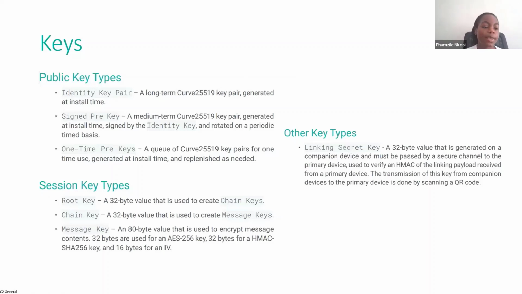We also have the signed pre-key that is signed by the identity key. We also have a batch of one-time pre-keys. We also have the session keys that consist of the root key, chain key, and the message key. This message key is the actual key that is used to encrypt the actual message content. Another interesting key to touch on is the linking secret key, which is basically used when you're registering a device for an already existing WhatsApp account. For example, when you add WhatsApp to your PC, as it's already existing on your mobile phone, that key is transmitted during the QR code scanning.